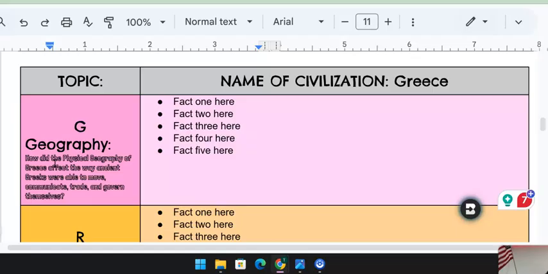How did the physical geography of Greece affect the way ancient Greeks were able to move, communicate, trade, and govern themselves? So, out of everything we learned about the physical geography of Greece, you're going to say, okay, out of all these things that I learned, question, are we good? Good. Okay. Out of everything that I've learned, here are the top 5 things that help me to answer this question. Okay. That's kind of the second part. We'll talk about that in a little bit more detail too.